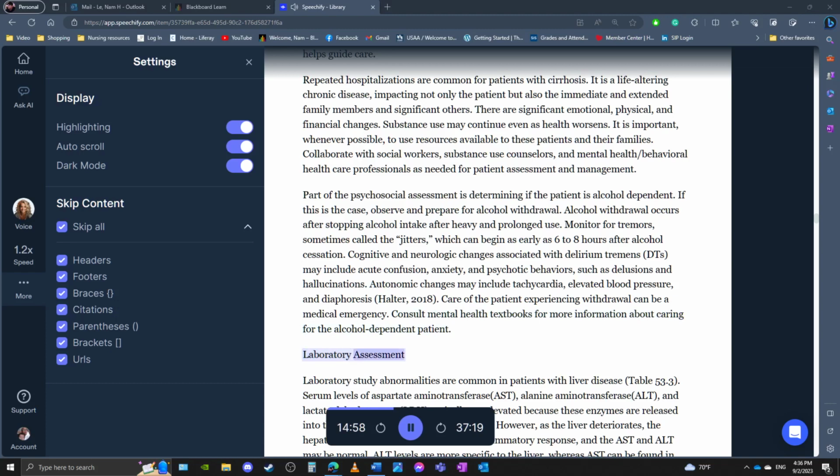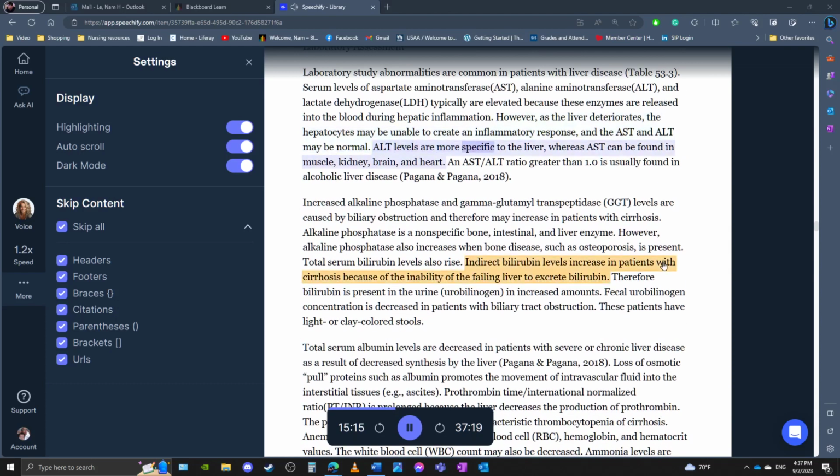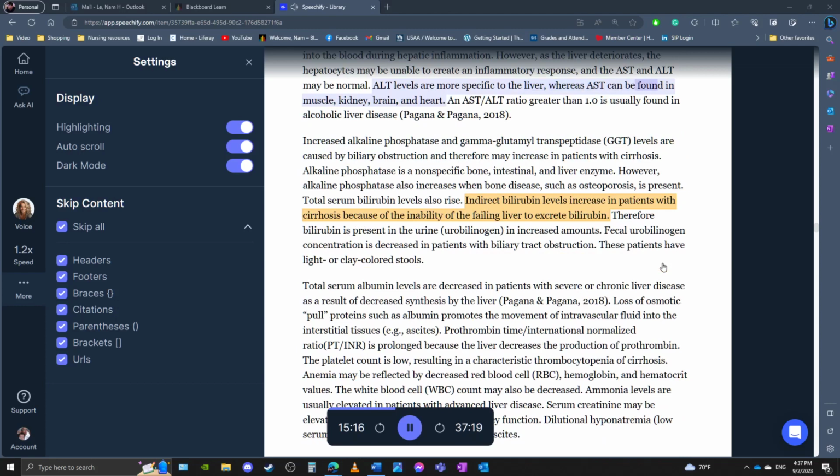Laboratory assessment. Laboratory study abnormalities are common in patients with liver disease. Serum levels of aspartate aminotransferase, alanine aminotransferase, and lactate dehydrogenase typically are elevated because these enzymes are released into the blood during hepatic inflammation. However, as the liver deteriorates, the hepatocytes may be unable to create an inflammatory response, and the AST and ALT may be normal. ALT levels are more specific to the liver, whereas AST can be found in muscle, kidney, brain, and heart. An AST/ALT ratio greater than 10 is usually found in alcoholic liver disease.